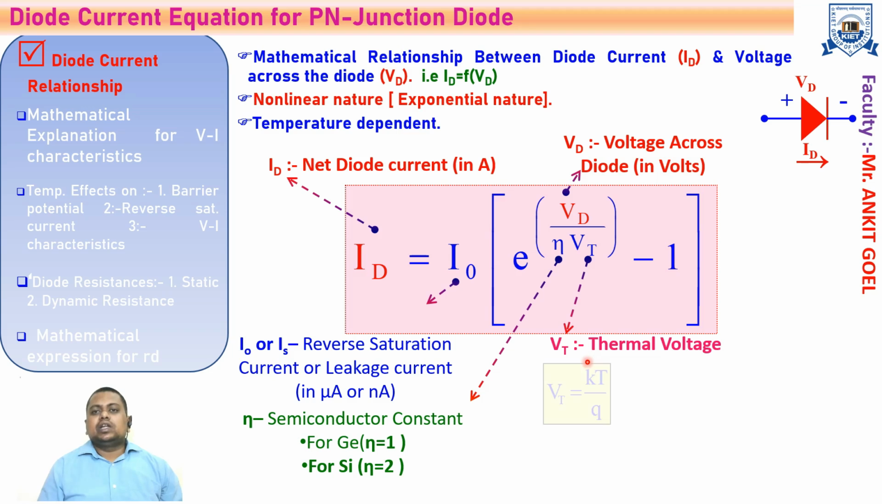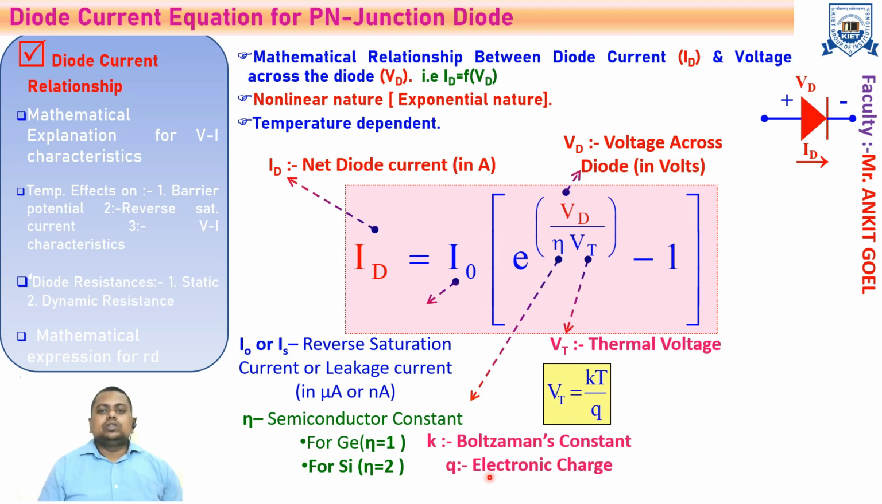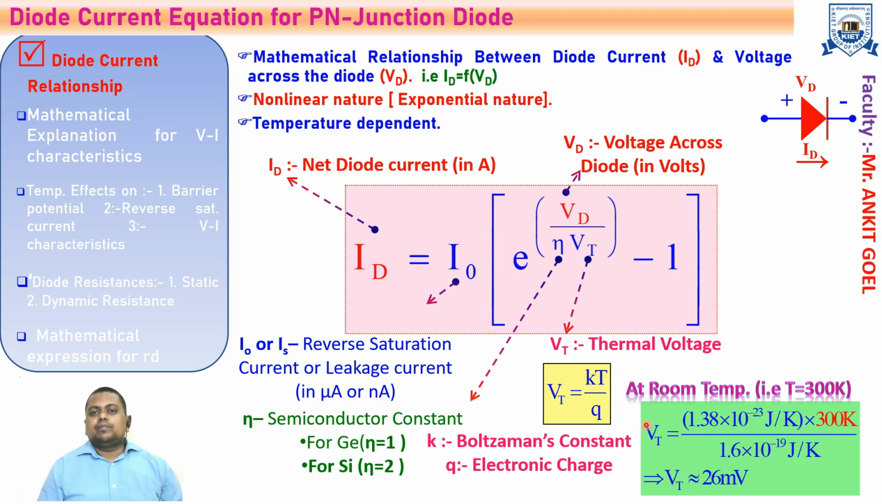It is defined as the ratio kT by q, where k is the Boltzmann constant, q is the electronic charge, and T is the absolute temperature. So if you want to calculate the value of the thermal voltage at room temperature, you can put the Boltzmann constant value, the electronic charge value, and the temperature in Kelvin, 300 Kelvin. You will get the thermal voltage as approximately 26 millivolt.